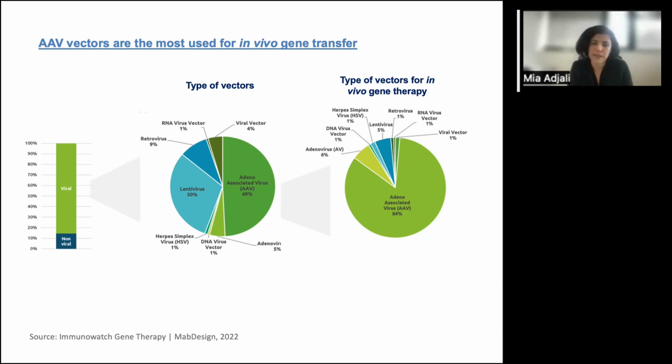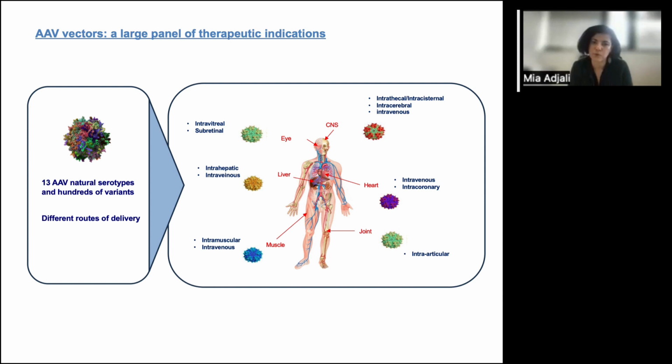So as you can see here in the slide, we can inject AAV vectors today via different routes of delivery: in the eye, intravitreally or subretinally. We can also target the liver. So intramuscular, intravenous, or also in the central nervous system using the intrathecal mode of delivery, or intracerebral, or even in the joint using intra-articular delivery.